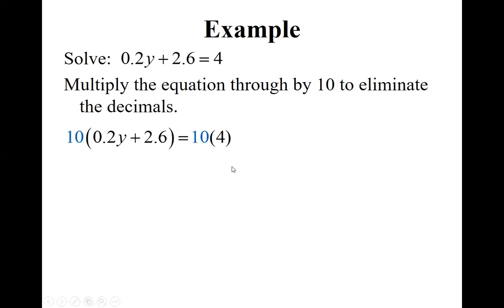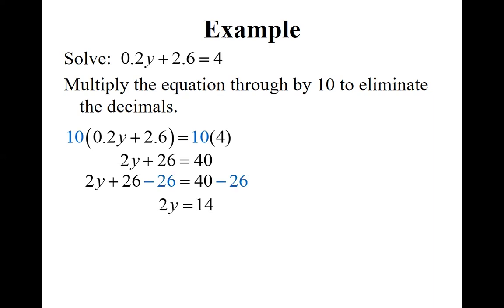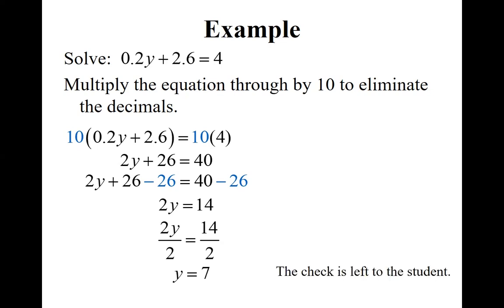So multiplying both sides by 10 means distributing the 10 on the left and multiplying the 10 on the right. Multiplying by 10 moves decimal points 1 to the right. So this becomes 2y + 26 = 40. And that we can solve no problem. Subtract 26 from both sides. 2y = 14. Let's try that again. Divide both sides by 2. y = 7.